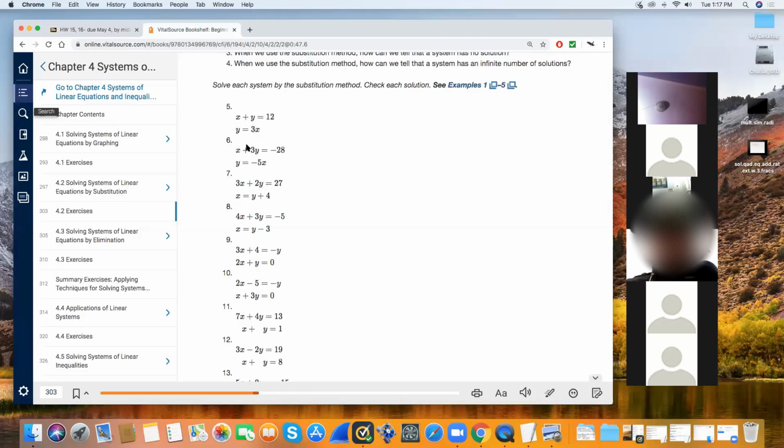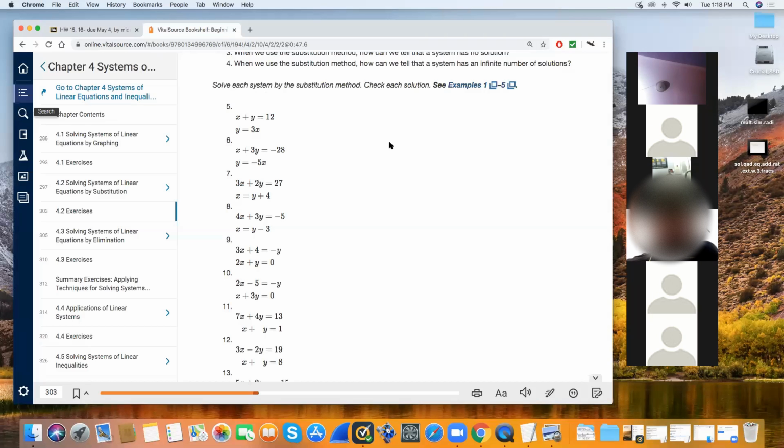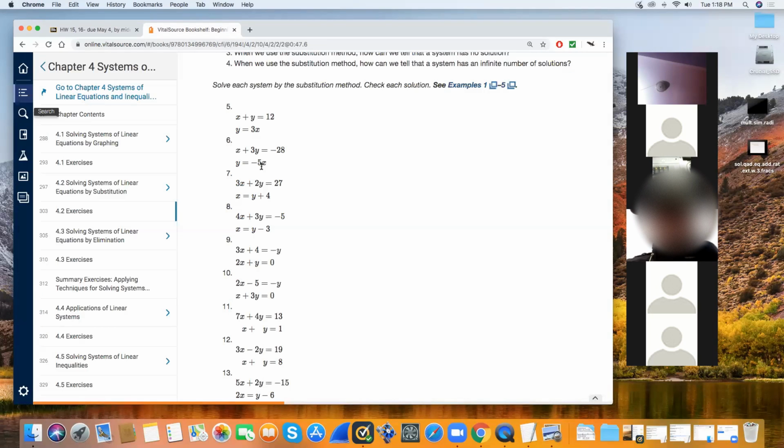Okay, so you guys see 6. So the question is to solve the system. We need to solve the system by substitution, not some other method, but the substitution method. We have different methods. We have graphing, we have elimination, and we have substitution. So now we're doing substitution.